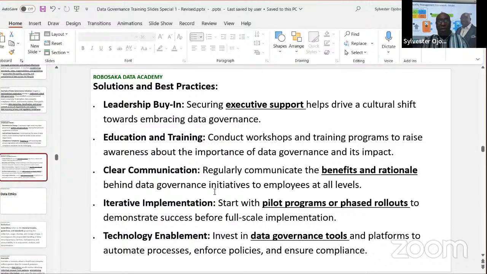Solutions and best practice. Leadership buy-in. Remember, this is very, very important because when you are asked what are the challenges you faced in your previous job, it is securing executive support.